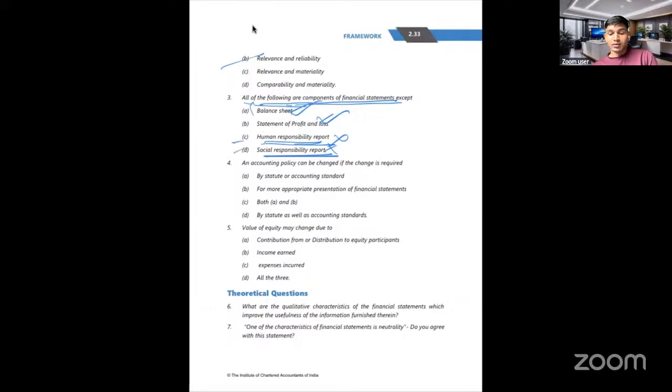The social responsibility CSR report is not a component, and neither is the human resource report. Then an accounting policy can be changed if the change is required by statute, or for a more appropriate presentation, or by an accounting standard, so both A and B. So statute and more appropriate representation, so both A and B.